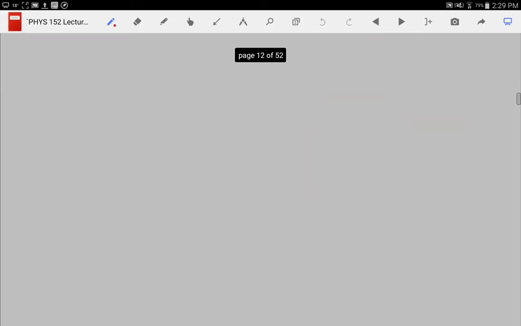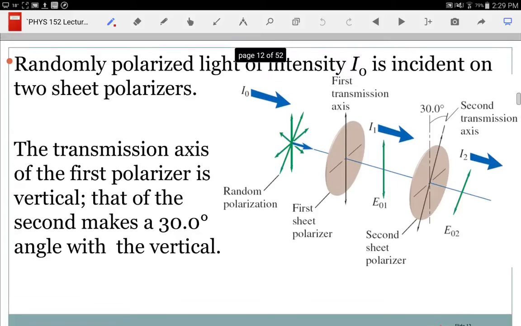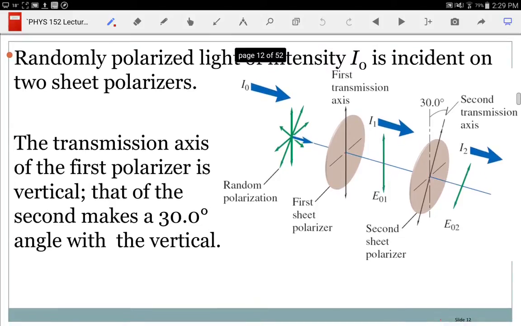Now, I have two examples here. Well, let's go through them. It'll help you on the clicker question.